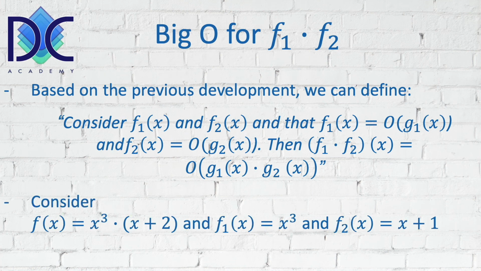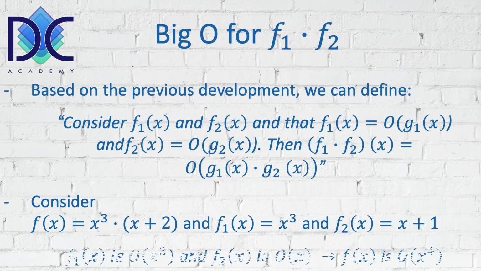Now we can consider an example. Let's consider f of x, which is x to the third times x plus 2. So we have f1 of x, which is x to the third, and f2 of x, which is x plus 1. On this we find that f1 is big O of x to the third, and f2 is big O of x, and we can write that the product of f1 and f2, f of x, is big O of x to the fourth power.